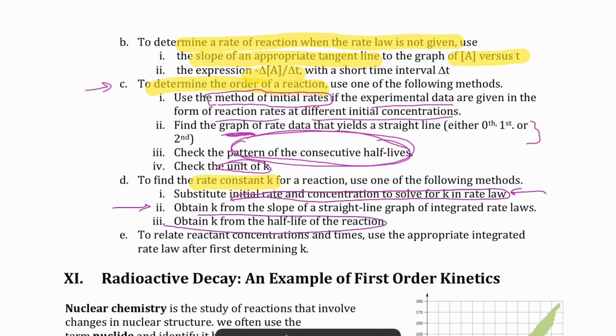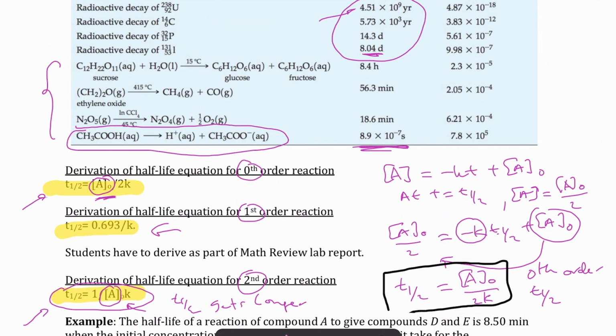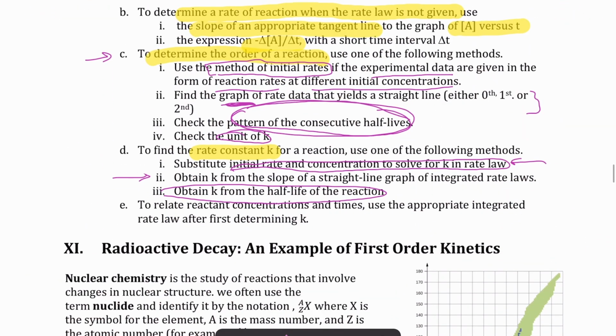You can also use half-life to find the rate constant. Notice that all three different equations of half-life show how they are related to the rate constant. So rearranging the equation to solve for the rate constant will give you that number.